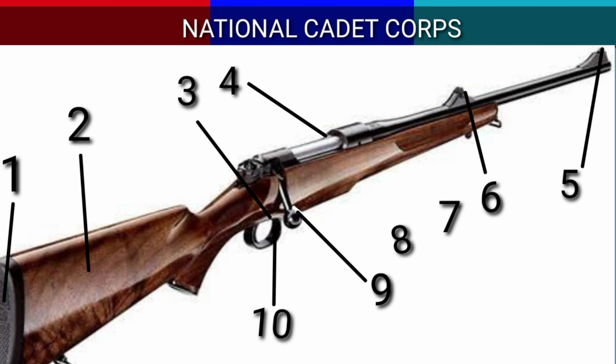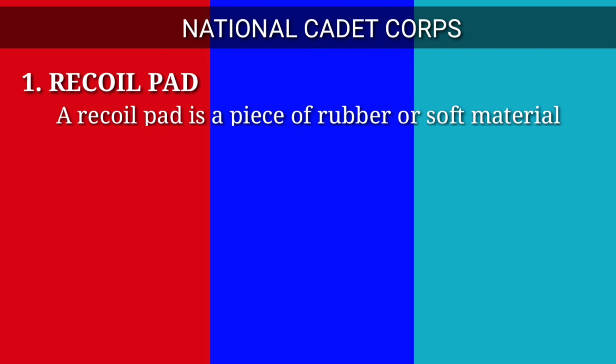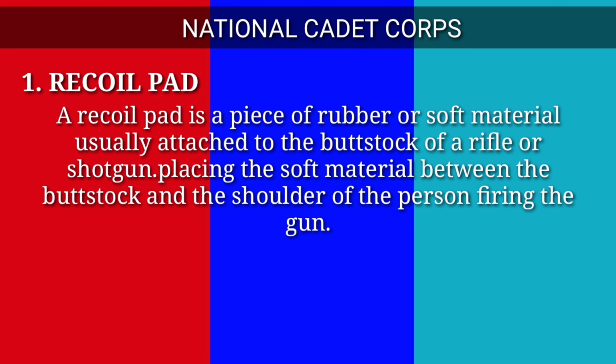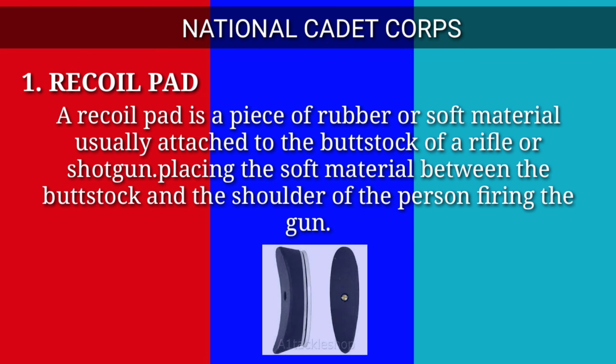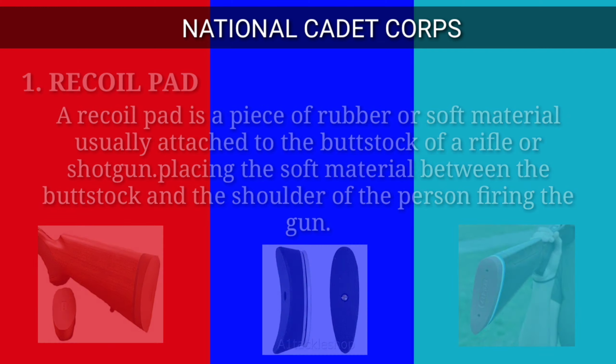These are the most important and basic parts of a rifle. So we will be looking more deeply and more briefly at them. Number 1. Recoil pad. A recoil pad is a piece of rubber or soft material usually attached to the buttstock of a rifle, placing the soft material between the buttstock and the shoulder of the person firing the gun.